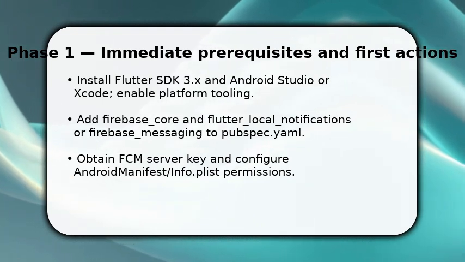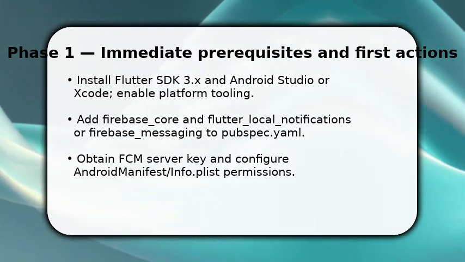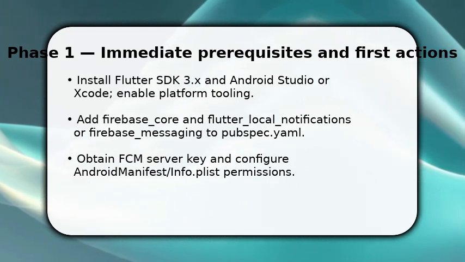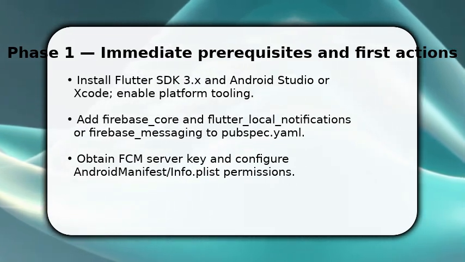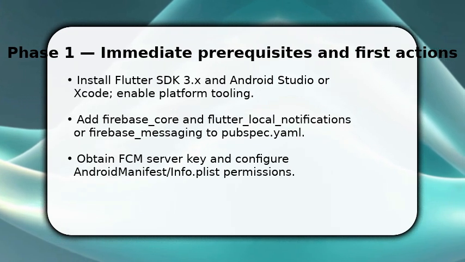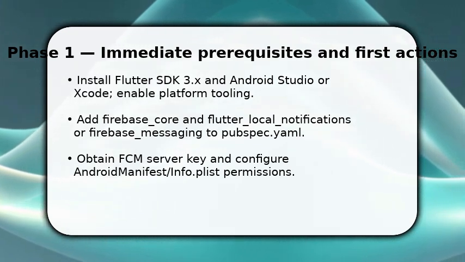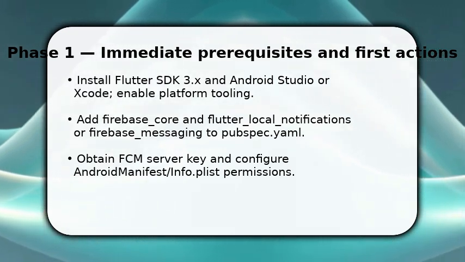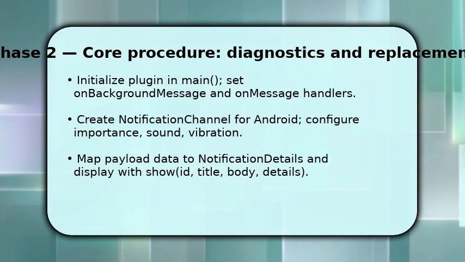Then, register your app in Firebase and copy google-services.json or GoogleService-Info.plist into the project. Once done, initialize Firebase in main, so the framework and plugins are ready to receive messages. Now implement the core logic.